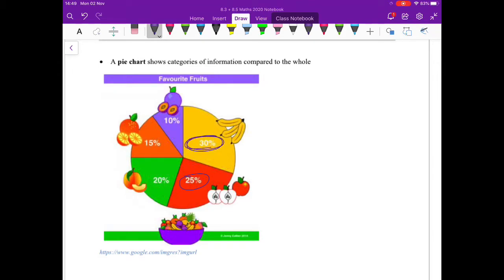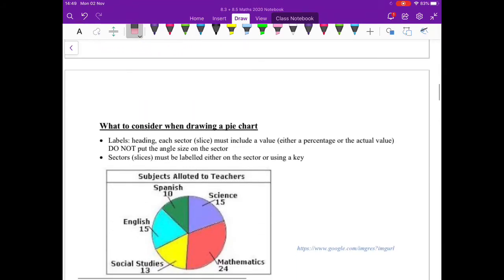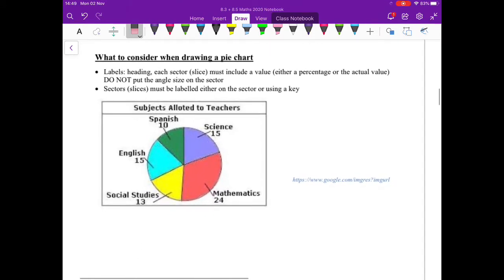So 30% of the fruit that was the favorite cannot tell you how many people actually chose bananas. It just gives you an idea of the size of the category.